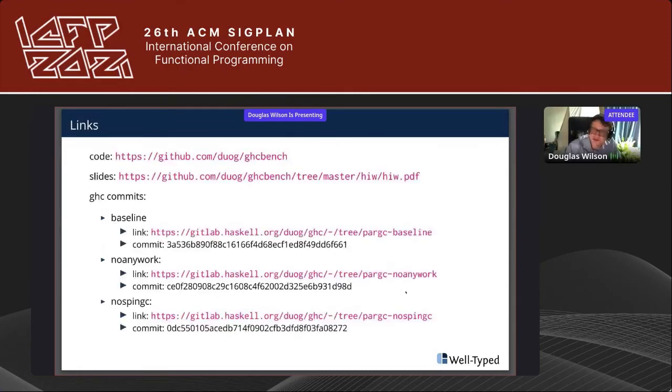And then here's some links. The code for the presentation and all the experiments is available here at GitHub, GHC bench slides. All of the graphs you've seen have been generated. Baseline was the tip of 9.2 when I did it, with all of my changes reverted, and then I unrevert. This "no any work" is with just the work stealing in place. That's not present on any of the graphs, just to make things simpler. And then this no-spin GC is with the entry and exit of GC done as well, and also a single bug fix.